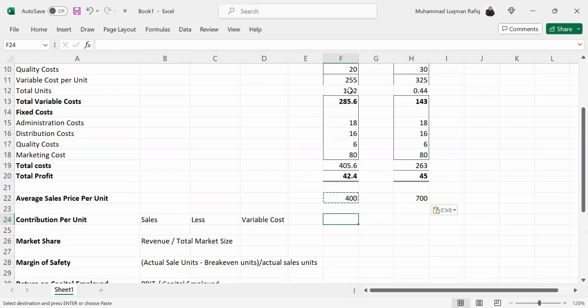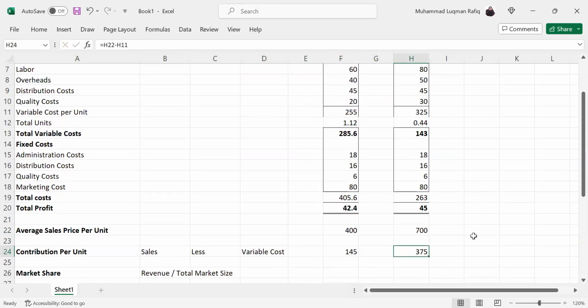Now when we talk about the contribution per unit, how are we going to do it? Average sales price minus the variable cost per unit. Similarly, the average sales price minus the variable cost per unit.